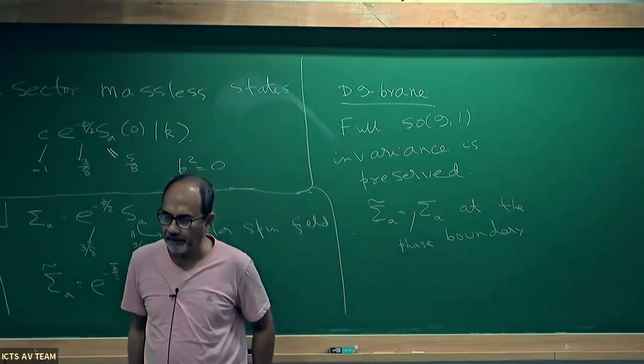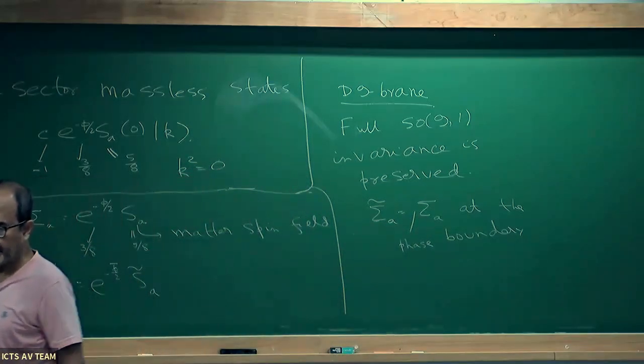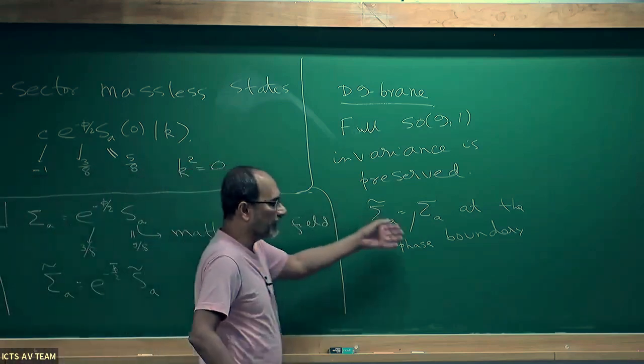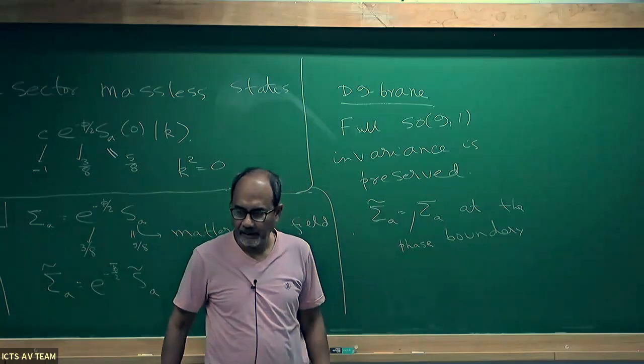Because SO(9,1) is preserved, these are spinors of SO(9,1). So how do you relate two spinors of SO(9,1)? They must be equal at the boundary. Is this clear? So this boundary condition is consistent with SO(9,1). If you try to put a matrix here, in general that matrix will not commute with SO(9,1).